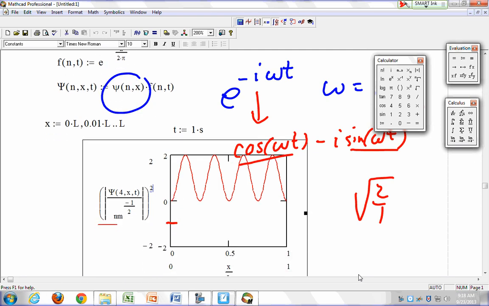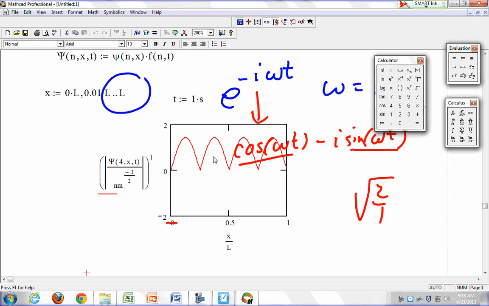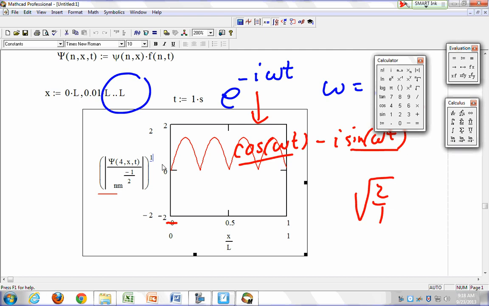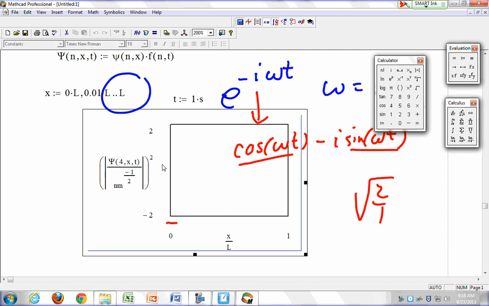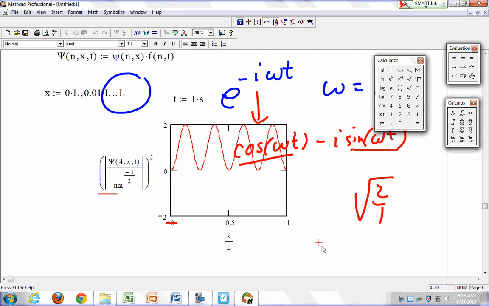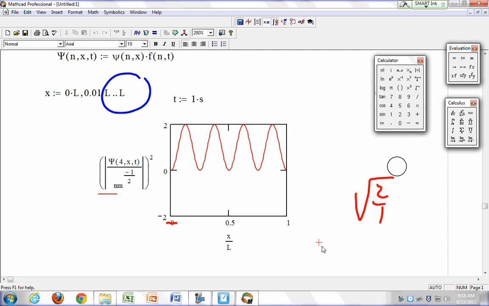What would happen if I just took the absolute value without squaring it? Then it's just that, square root of 2 over L. So it's 1.4. So that's the square, oops, the wave function. Right? So what would happen now if I were to change my time?